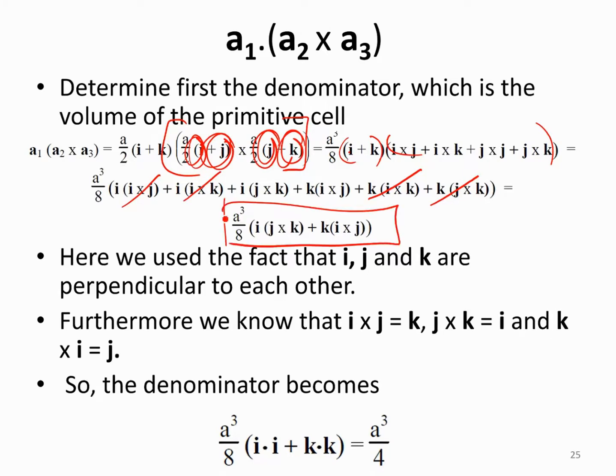So you got the volume equal to this. Now we're going to use the fact that i, j, k are perpendicular to each other. So further we know that i cross j gives k, and j cross k gives i.